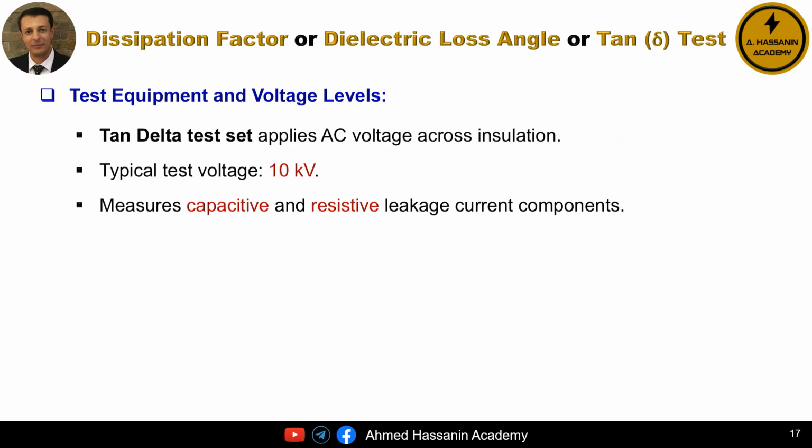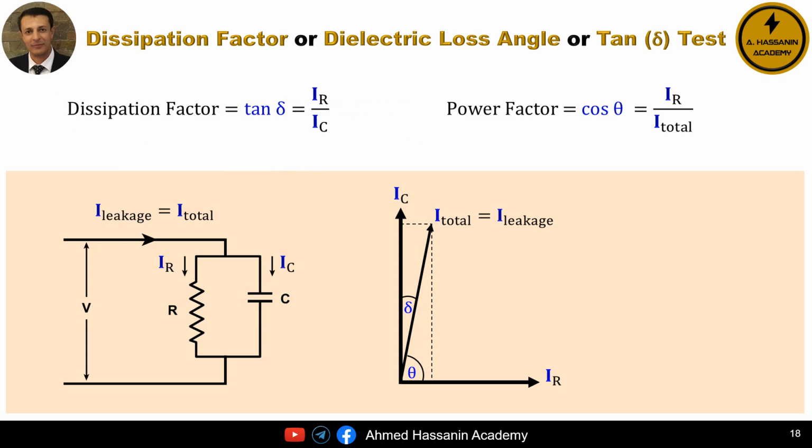Accordingly, the tan delta test is performed using an AC voltage source of about 10 kilovolts, where both the capacitive current IC and the resistive current IR, that is, the leakage current passing through the insulating material, are measured. Therefore, the loss factor, also called the dissipation factor, is a percentage value and an indicator of the condition of the insulation. The loss factor or dissipation factor is measured through the measurement of tan delta, or alternatively, the power factor or cosine theta.